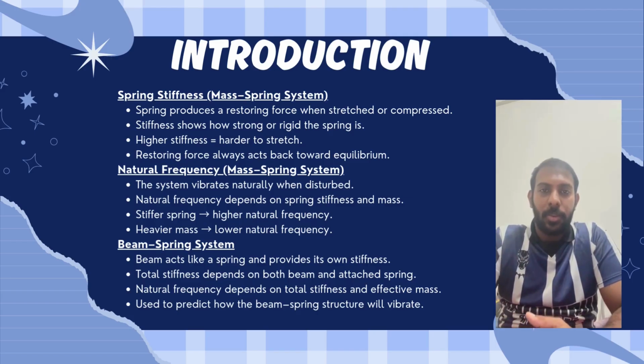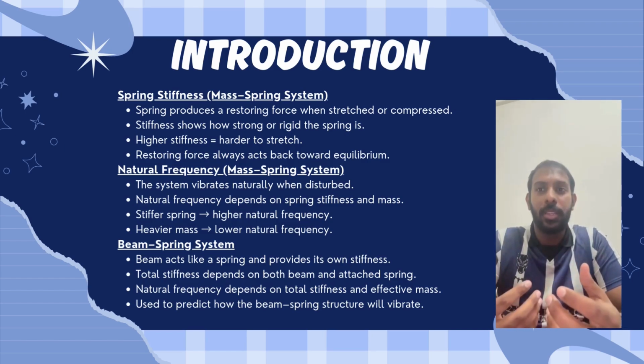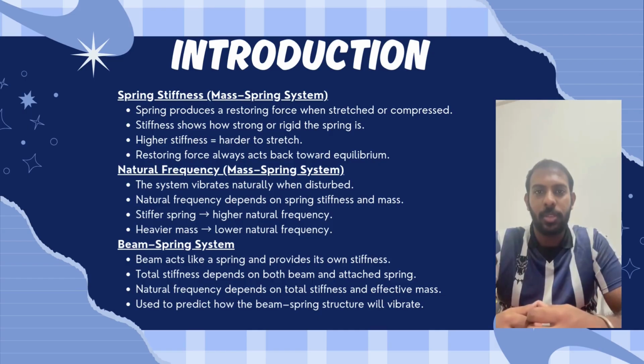I'm going to explain about the introduction of this experiment. First, spring stiffness. Spring stiffness tells us how strong or rigid a spring is. When we push or pull the spring, it creates a force that tries to bring the mass back to its original position. A stiff spring is harder to stretch, while a soft spring is easier to move.